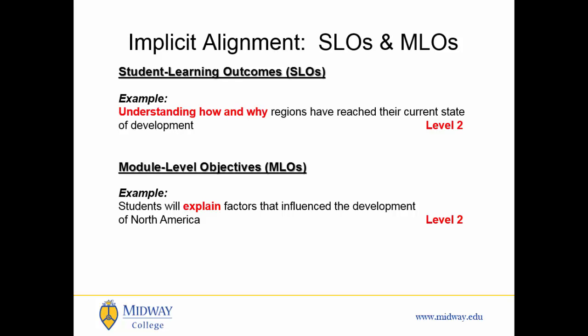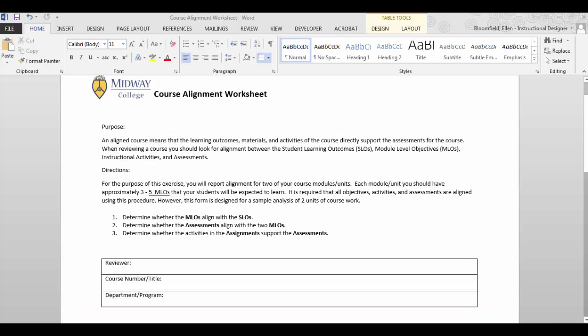So that is how you want to think about alignment between the SLOs and MLOs. Now let's talk about how to fill out the alignment form and then how to tackle the assessment and activity alignment. The alignment form is a tabular document that you will complete and submit through Moodle.